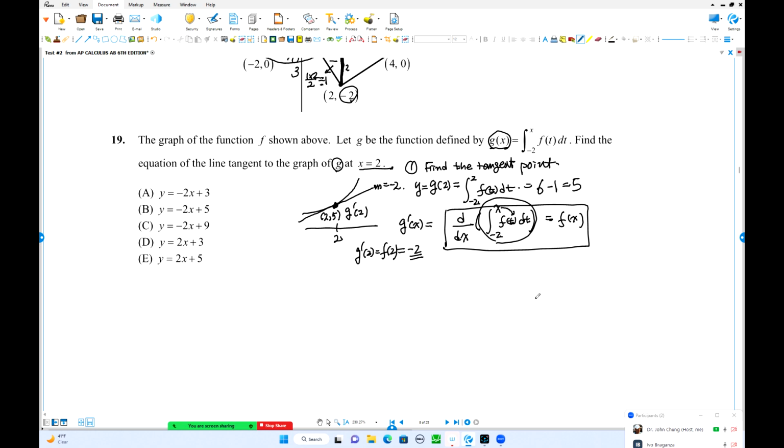Now set up the equation. y minus y1, where y1 is 5, the slope is negative 2, and x minus x1, where x1 is 2. But the answer choices are all in slope-intercept form, so we're going to transform the equation into slope-intercept form. Negative 2 times negative 2 is positive 4, and we still have the plus 5. So y equals negative 2x plus 9 is the answer. Choice C is the answer.